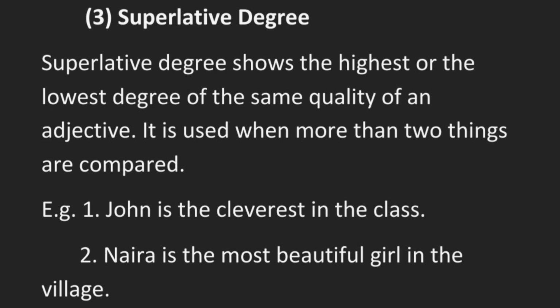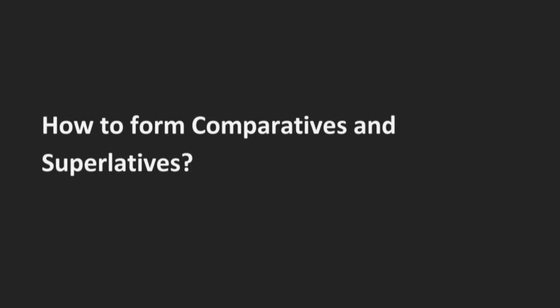In this sentence, the cleverest is the superlative degree, and whenever we are using the superlative degree, we need to add the word, the article, that is the, before the adjective, right? In the second sentence, Naira is the most beautiful girl in the village. So the comparison is made between Naira and all the girls of the village, right? Now we will see how to form comparatives and superlatives from the positive degree.